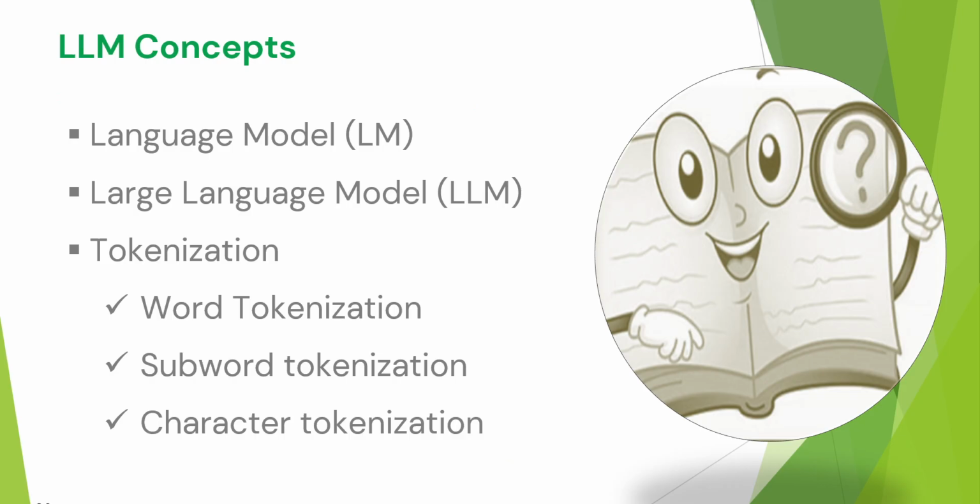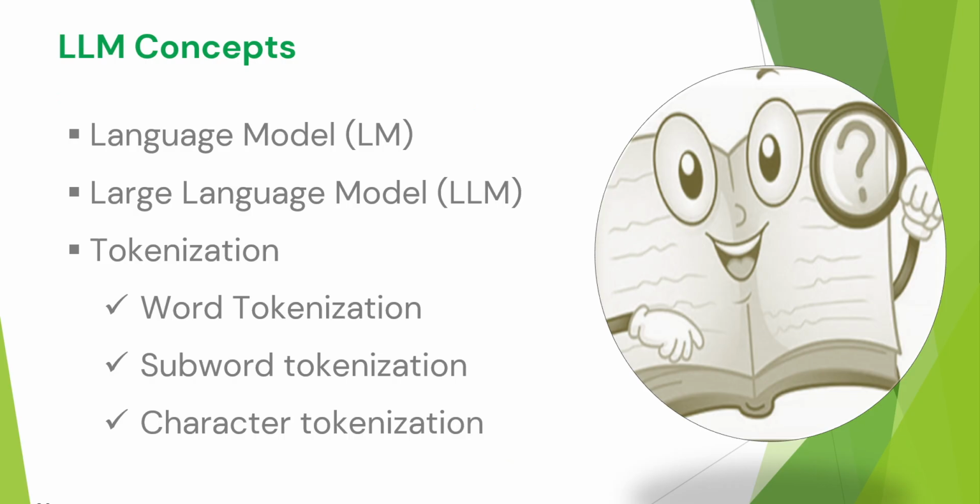It helps in generating text, translating languages, and understanding the context of a sentence. Now, a large language model is a language model with a very large number of parameters, often in billions. It can understand and generate more complex and nuanced text compared to smaller models. Then tokenization, which is the process of breaking down text into smaller units called tokens.